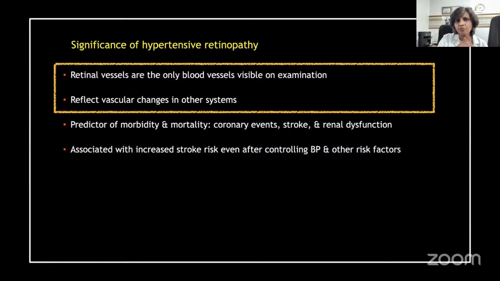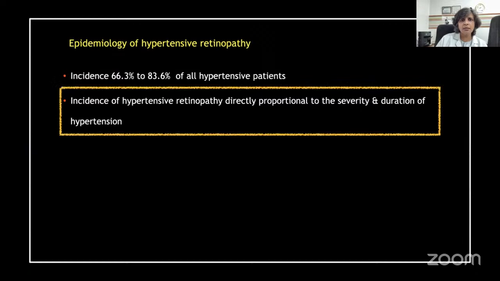Now, what is the significance of hypertensive retinopathy? Retinal vessels are the only blood vessels which are amenable to examination by a physician, and these reflect the vascular changes happening in all other systems. So, retinopathy is a predictor of morbidity and mortality, coronary events, stroke, and renal dysfunction. It is associated with an increased stroke risk even after controlling BP and other risk factors. It is seen in a large proportion of hypertensive patients, but it is missed because it is asymptomatic. The incidence of hypertensive retinopathy is directly proportional to the severity and the duration of hypertension.